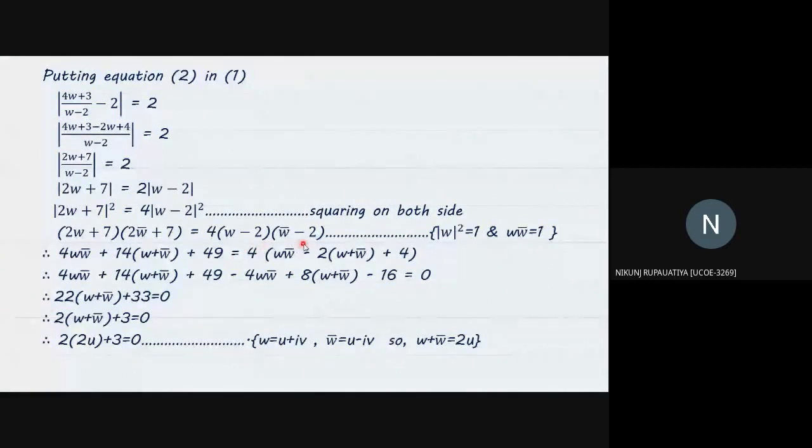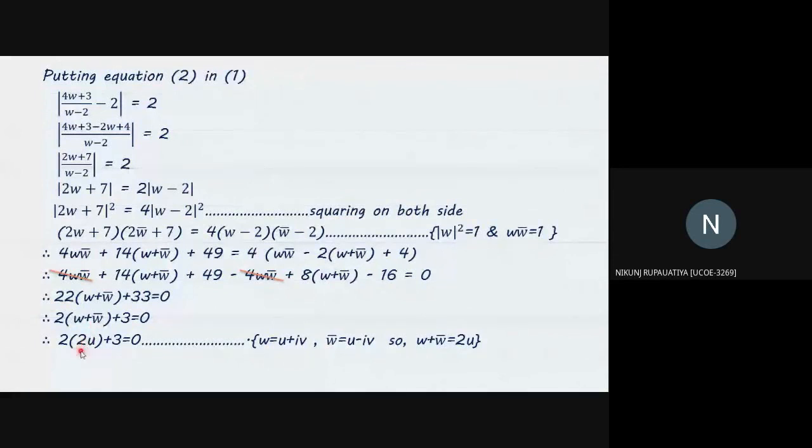So further doing the multiplication, it becomes 4w w bar plus 14 into w plus w bar plus 49, minus 4w w bar plus 8 into w plus w bar, minus 16 equals 0. Here the 4w w bar and minus 4w w bar get cancelled, and the equation becomes 22 into w plus w bar plus 33 equals 0. Dividing it by 11, it becomes 2 into w plus w bar plus 3 equals 0.